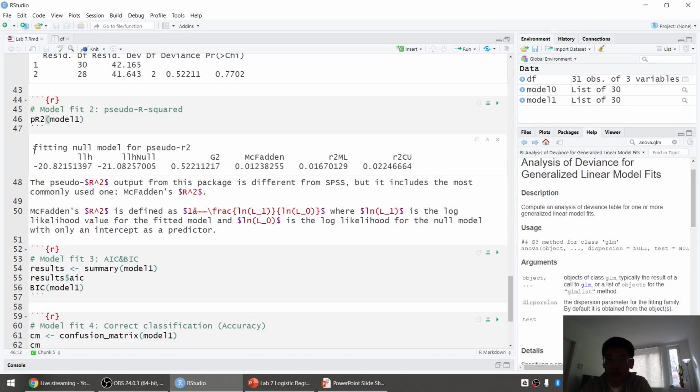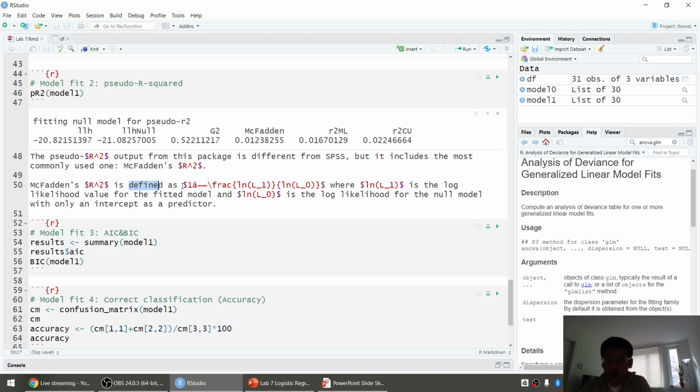Okay. So we have a bunch of information here. I didn't really look very closely into R-squared ML or R-squared CU. I'm just going to choose this McFadden one.